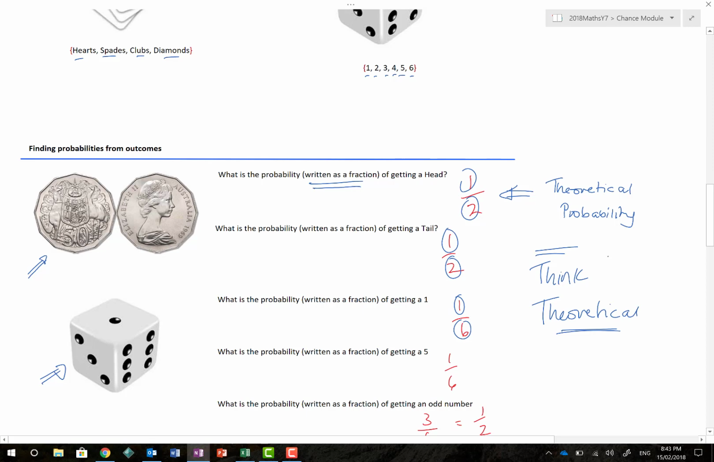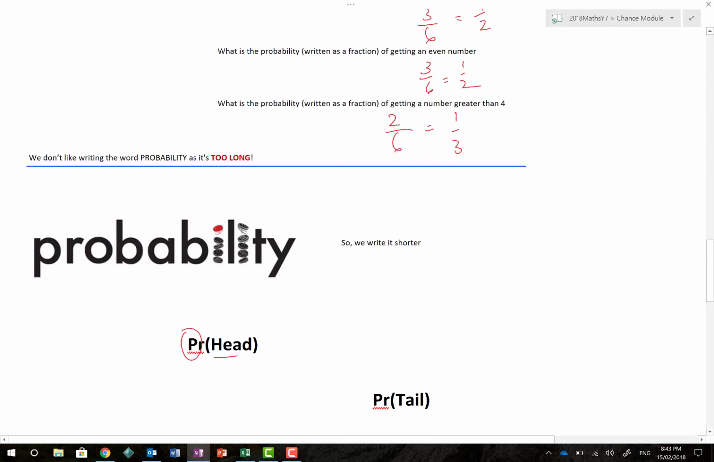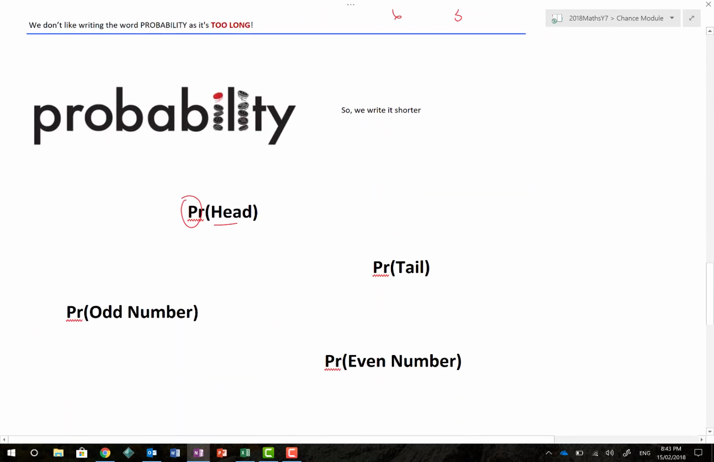They both start with the same letter. And we said that we could do things with words, remember? So the probability of getting a head, what did we say? Yes, so what did we decide? Ignore me, I don't know what I'm talking about there.